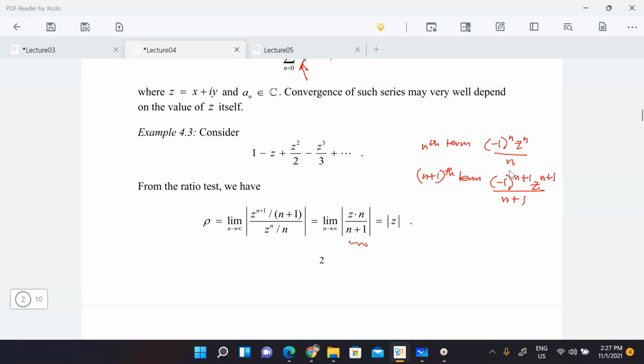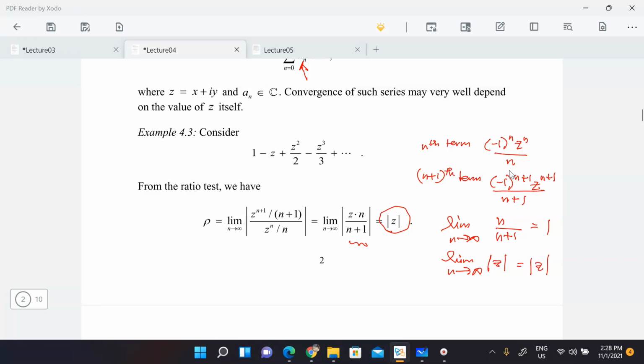You take the absolute value of that, and that will give you modulus z times n over n plus 1. As n goes to infinity, we look at the limiting case. The limit as n goes to infinity of n over n plus 1 is equal to 1. But you still have this part, the limit as n goes to infinity of modulus z. I'm breaking into two parts now, really. z is just simply z.